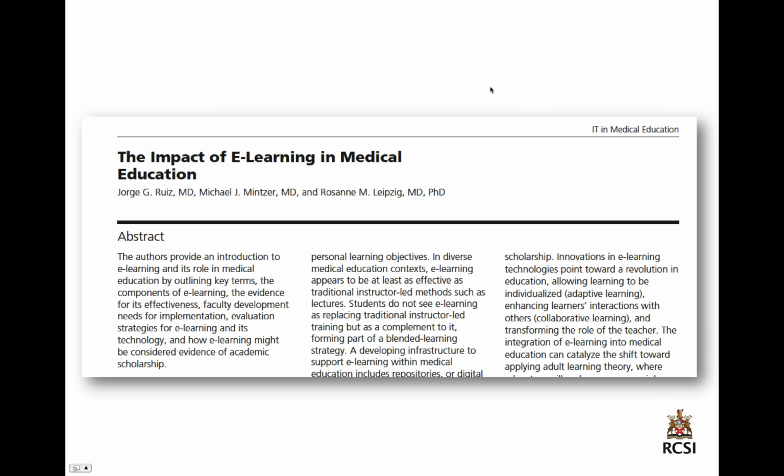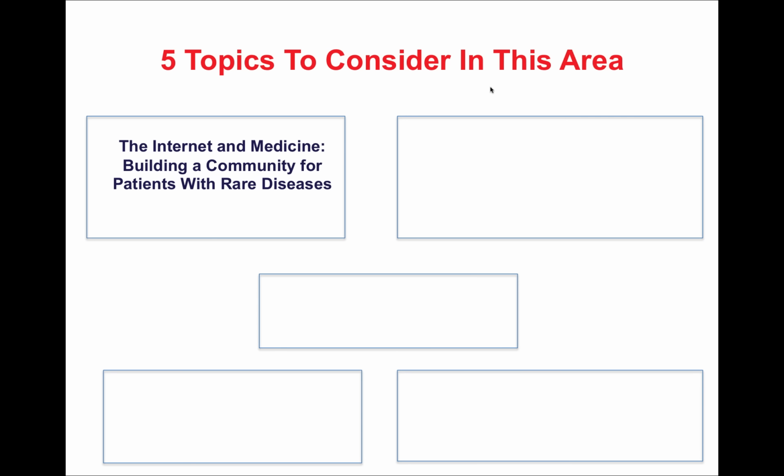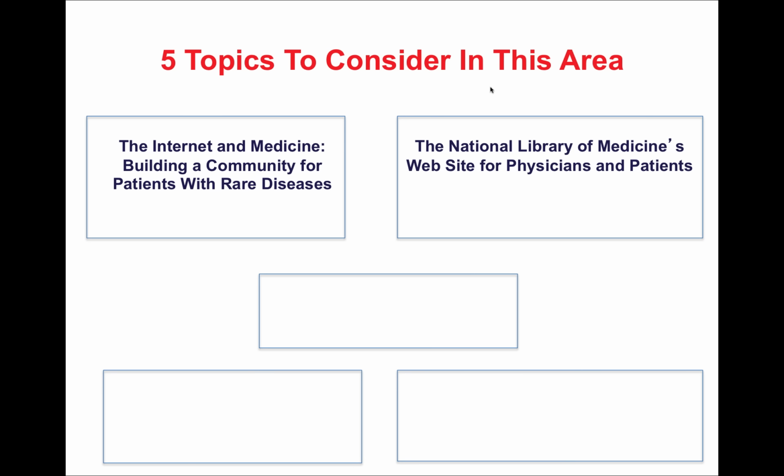So you need, as I say, to read these papers and gain a general understanding of what's been said in them. There are 5 general topics to consider when studying this lecture. The Internet and medicine, building a community for patients with rare diseases. So just think about that. What might happen to somebody if they were 1 in a million or 1 in 10,000? What would they do? We're looking at the National Library of Medicine's website for physicians and patients.